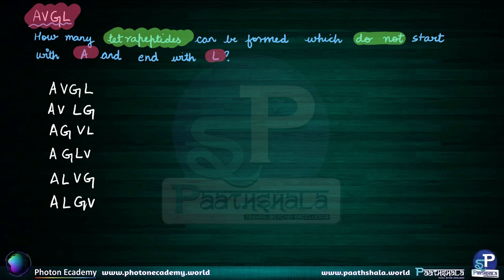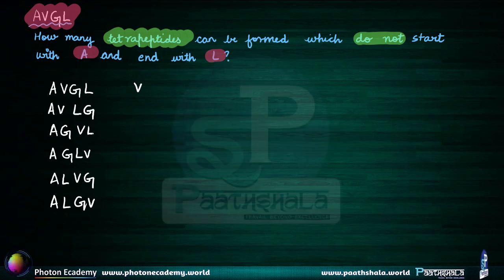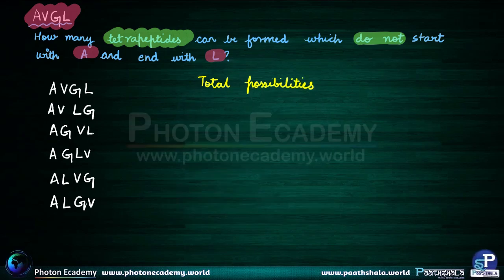Now if we do the same method for V, and we do the same method for G and L, of course we'll get 6 from each, and therefore we'll have 6 into 4. So there are 4, so we can have 24 combinations. In this manner, if we continue like this, the total possibilities will be 24.